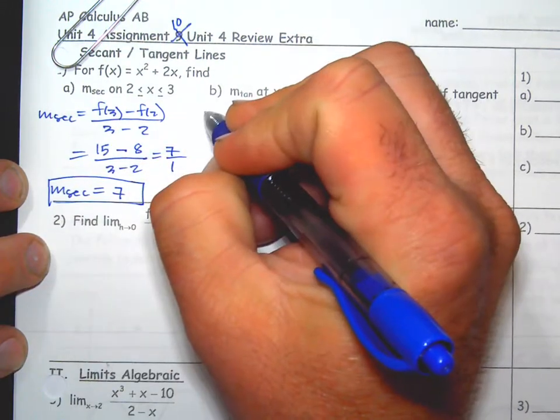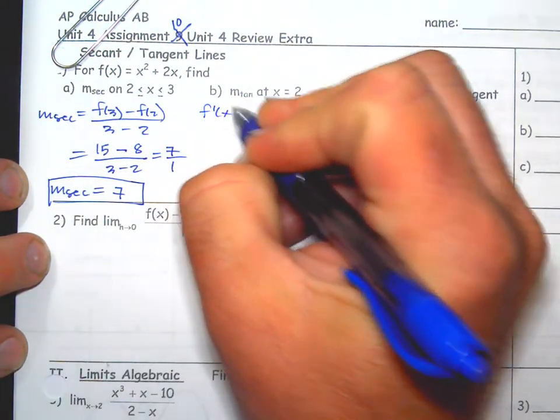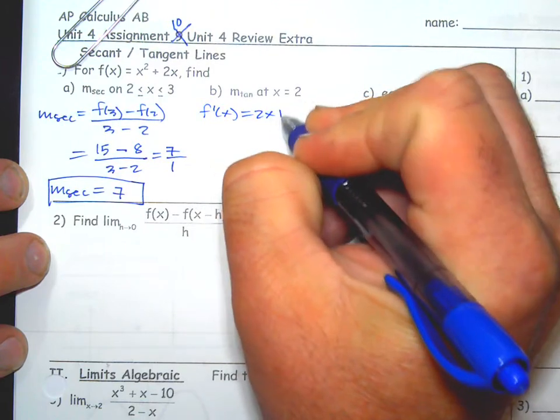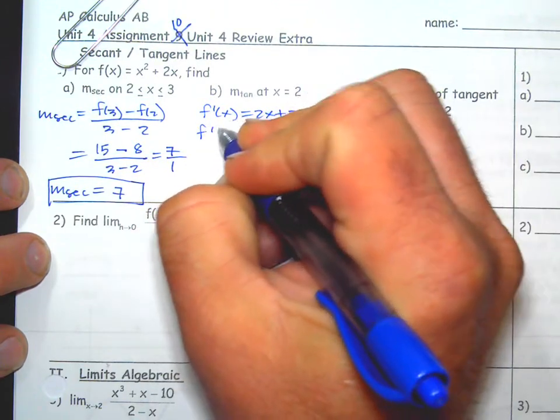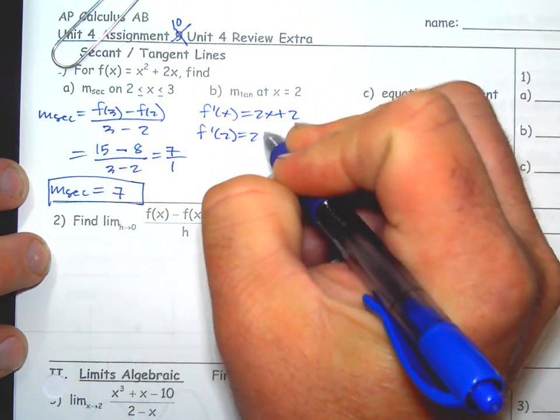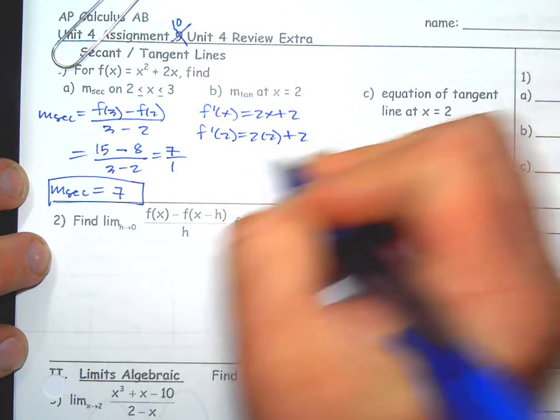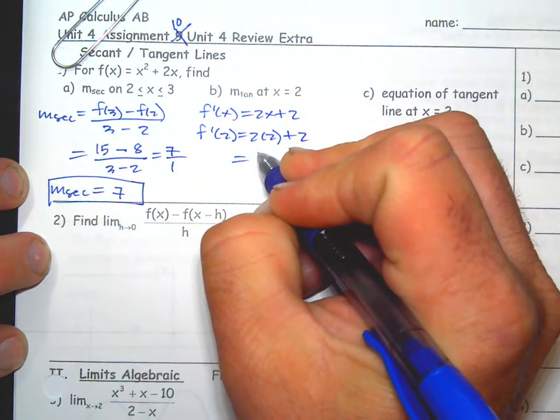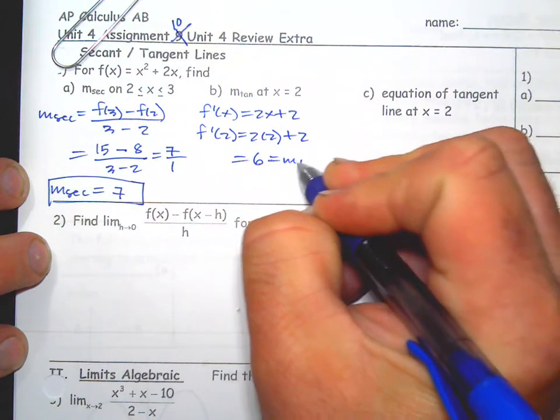Tangent line, you need the derivative. 2x plus 2. Plug a 2 in. And you get 6, the slope of the tangent line.